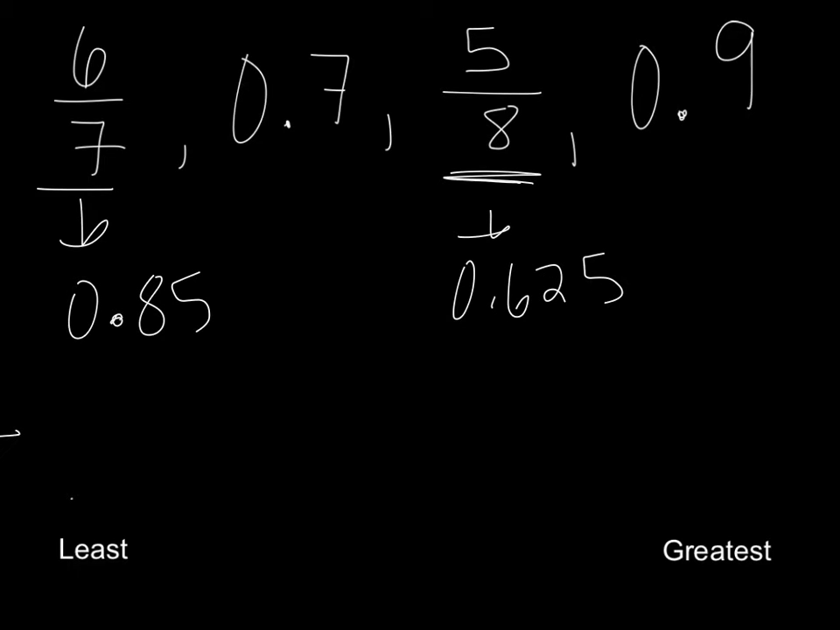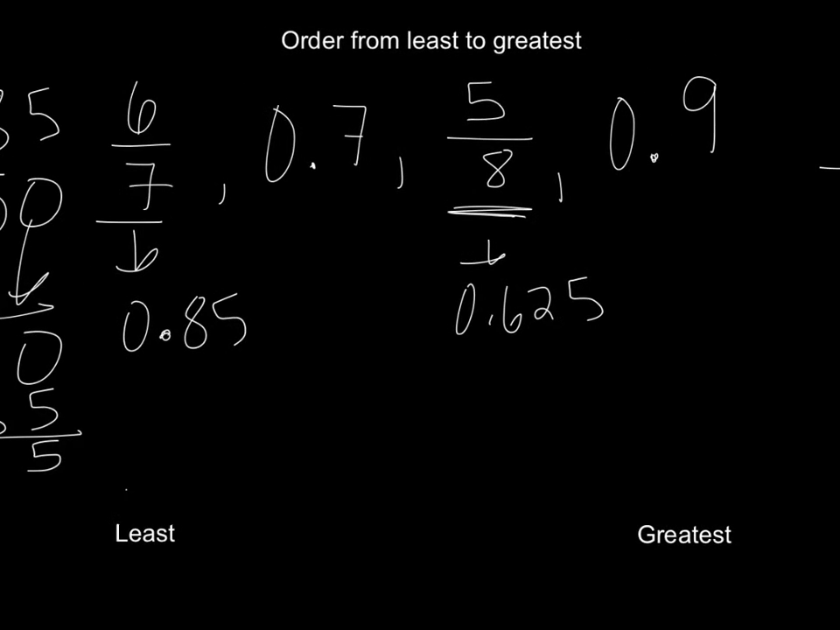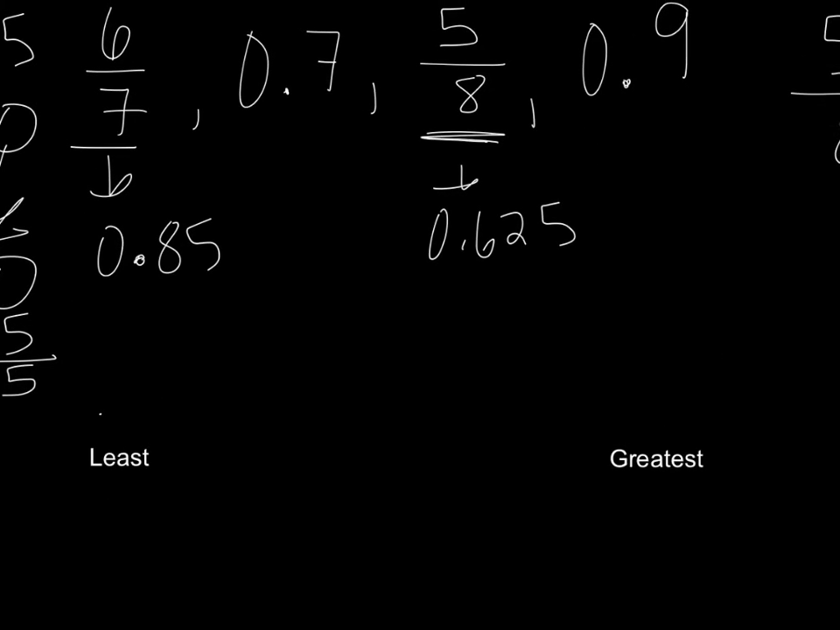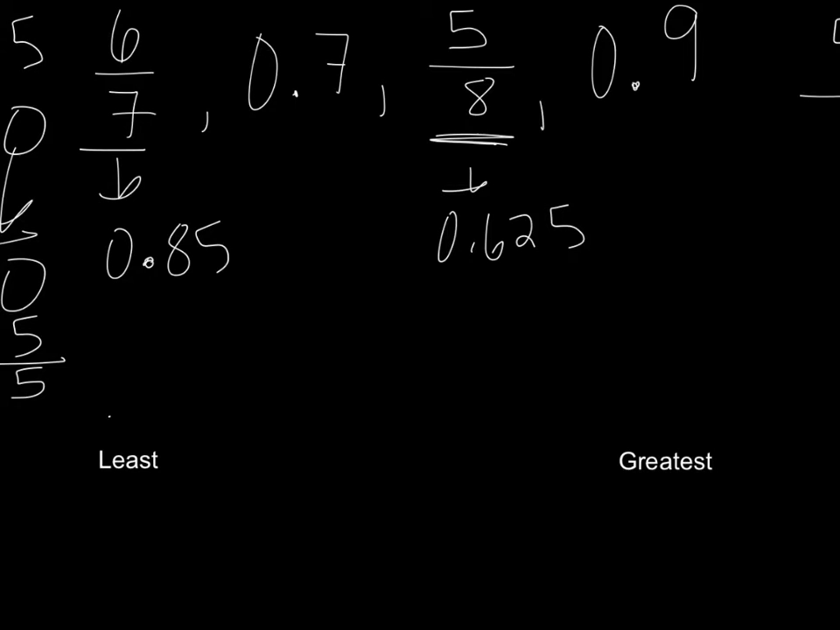So now I want to take my numbers and compare them. I have a bunch of decimals now. Let's compare the size of my decimals. Which is larger, 0.85 or 0.7? Well, I want to look in the tenths place value. The 8 is larger than the 7. So I know that 0.85, or 6/7, is larger than 0.7.